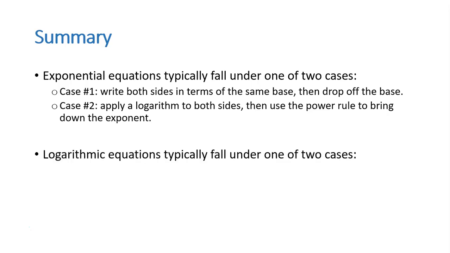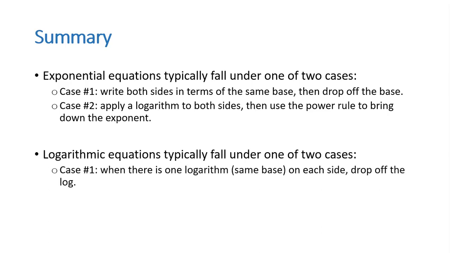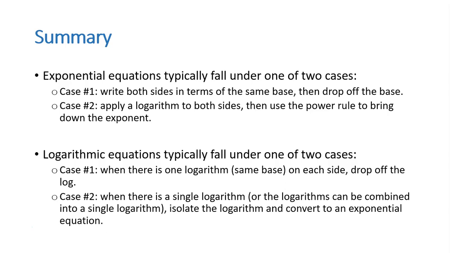Logarithmic equations also fall under one of two cases. Our case number one is our basic case, when there's one logarithm with the same base on each side. Just like with the exponentials, we can essentially drop off the base, which means dropping off the log in this case. So in that situation, we set our logarithmic inputs equal and we solve for our variable. When we only have one logarithm, or we can't combine our logarithms into a single logarithm, we have to isolate the logarithm we have, and then we convert it to an exponential equation. Remember, the base of the logarithm becomes the base of the exponential, and then the other two expressions or numbers in the problem switch places.